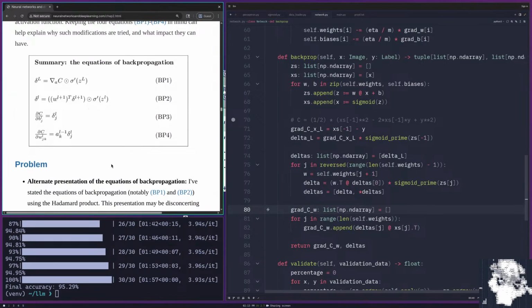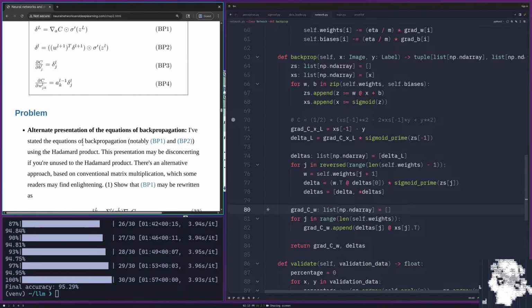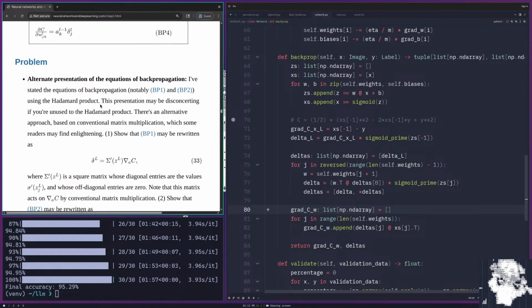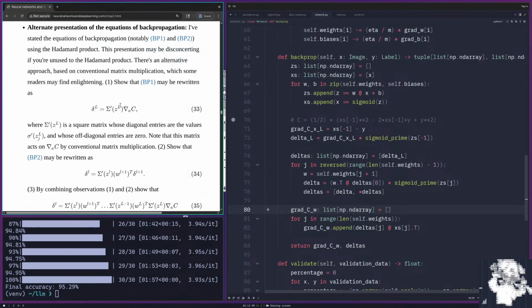All right, summary, the equations of backpropagation. Yes, we've seen these a few times. All right, problem. Alternate presentation of the equations of backpropagation. I've stated the equations of backpropagation, notably BP1 and BP2, using the Hadamard product. This presentation may be disconcerting if you're unused to the Hadamard product. There's an alternative approach based on conventional matrix multiplication, which some readers may find enlightening.